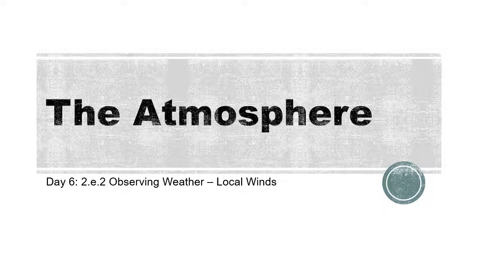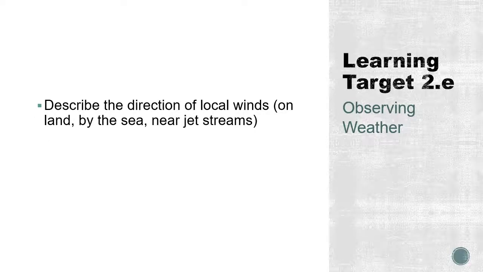This is Unit 2, the atmosphere. This is for day 6 of class. We'll be talking about observing weather and focusing on our local winds. So our learning target is still 2.E. It's observing weather, but today we're going to be able to describe the direction of local winds on land, by the sea, and near jet streams.